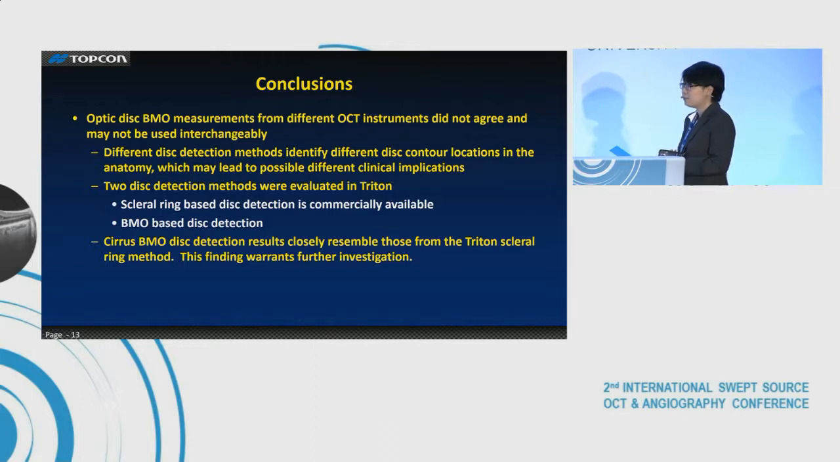There are two disc detection methods that are evaluated in Triton, which is the scleral ring-based disc detection, which is commercially available, and the BMO-based disc detection is still under development. And Cirrus has one disc detection method, which is BMO-based, and their results closely resemble those from the Triton scleral ring method. And we will further investigate these findings.